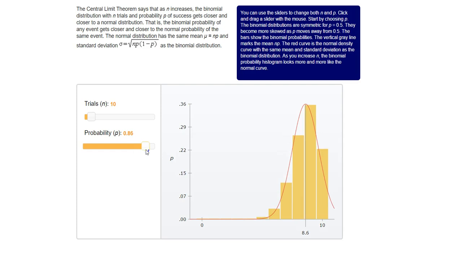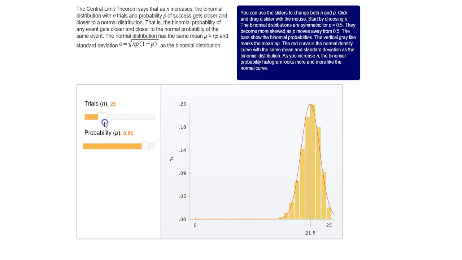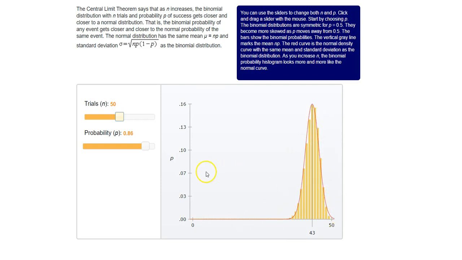So let's say we're very skewed here to the right. Now, if we increase the number of trials, notice that as we increase the number of trials, the shape becomes more and more like a normal model. Even though it is severely skewed to the right, this long tail is so very close to 0 that the bulk of the data falls within a very unimodal and symmetric distribution.